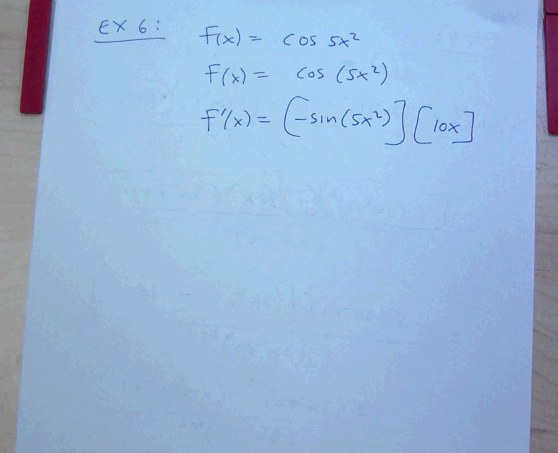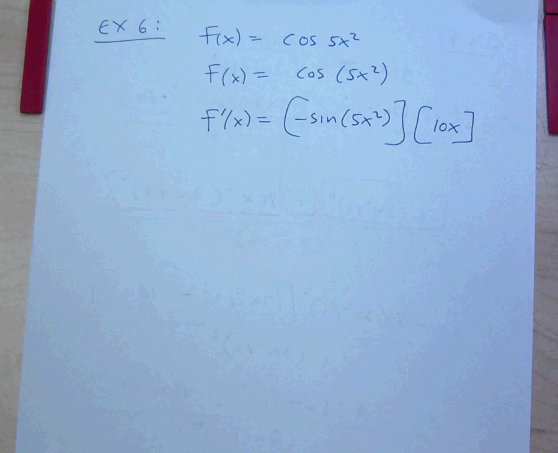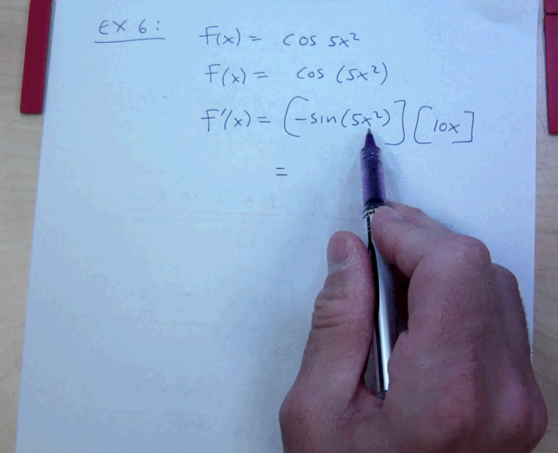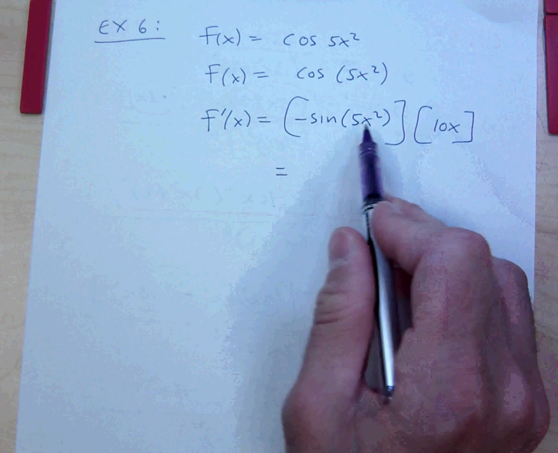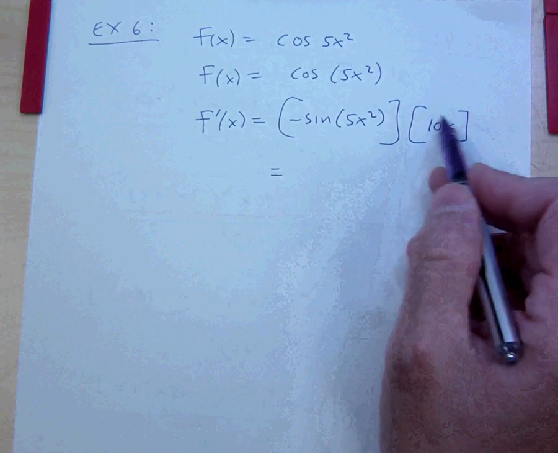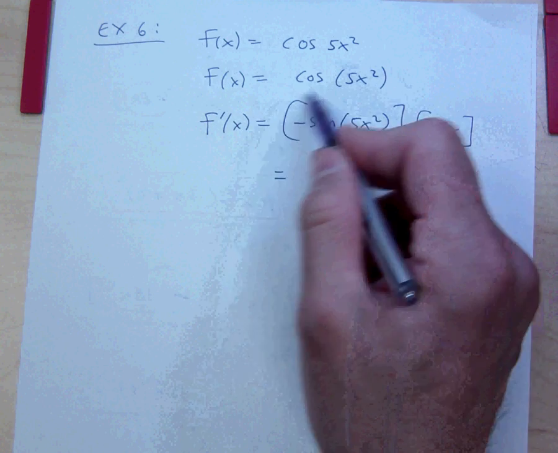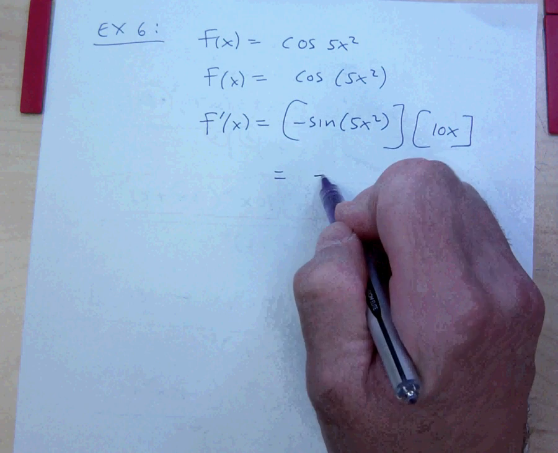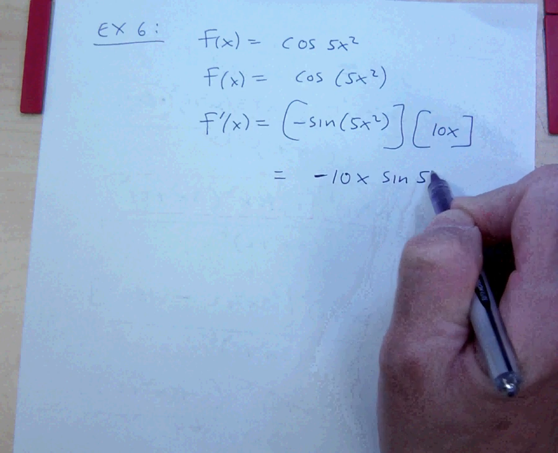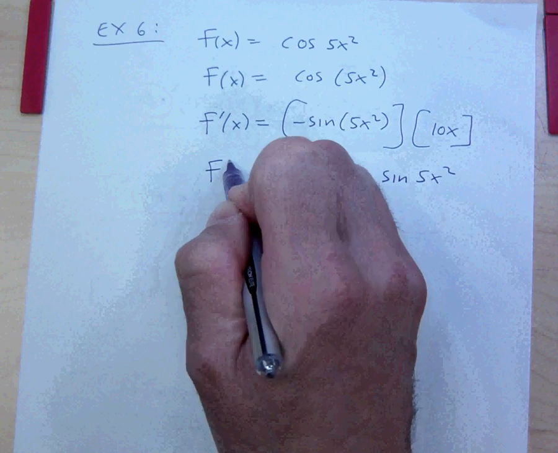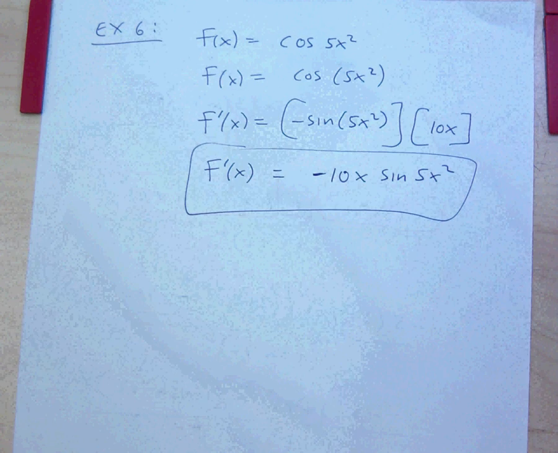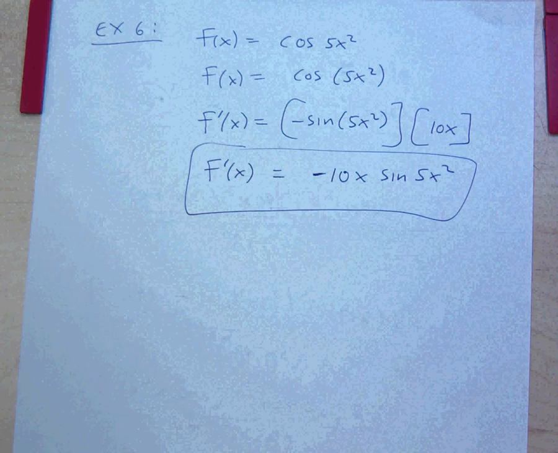Okay, and again, you want to put that 10x out front so it doesn't end up being multiplied by the angle. That would be incorrect if you multiplied the 10x and the 5x squared. That would be incorrect because it's the 10x times the whole trig function. And so this is the way I want you to write the answer without all those brackets and parentheses. Okay? Good? Okay.